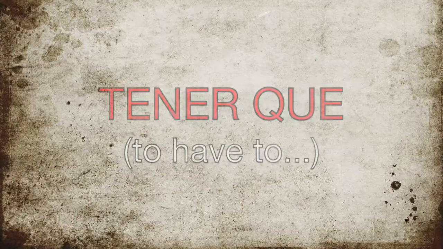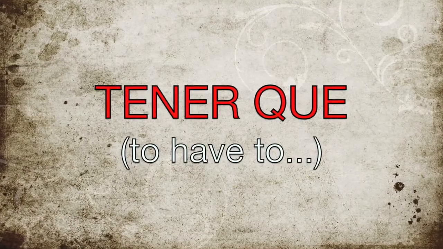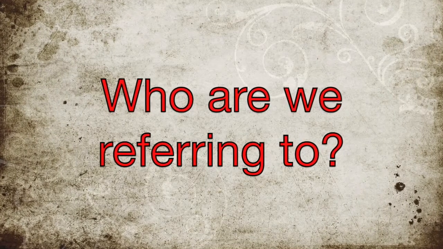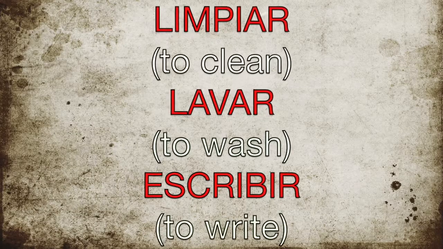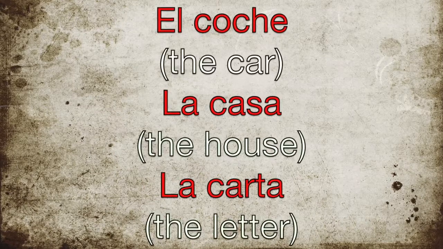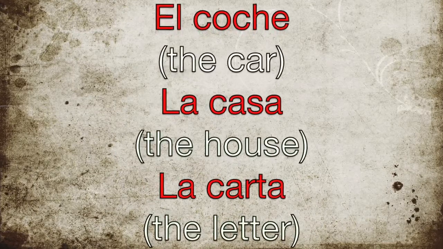So now that we've learned how to say it in the present tense, we can learn how to say that we do or don't have to do something. So let's look at this. Tener que. So before we use it in a sentence, we need to ask ourselves, who has to do something? Do I have to do something? Do you? Do we? I want us to take 3 verbs and 3 nouns, and we're going to use these in a sentence with different forms of tener que.